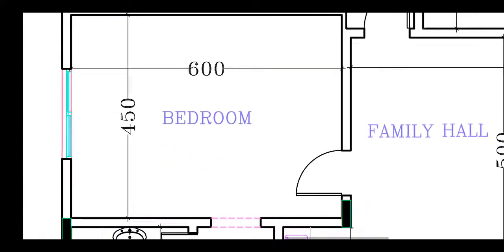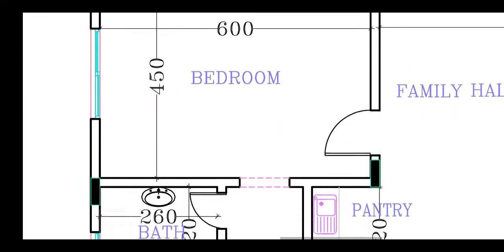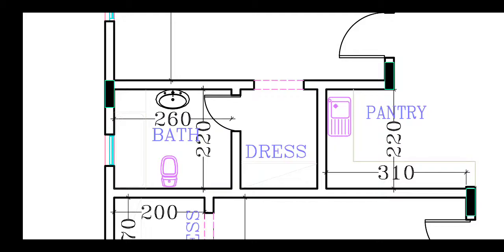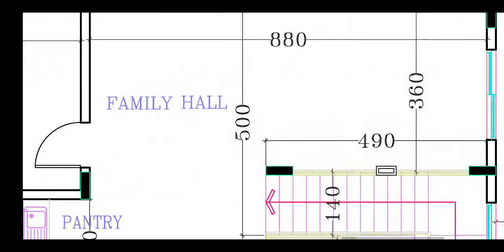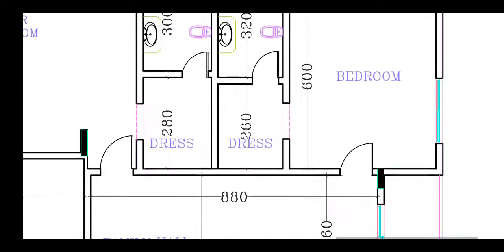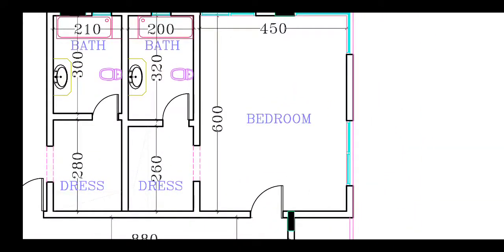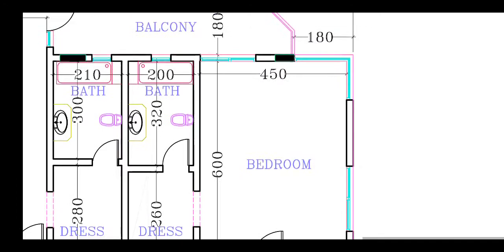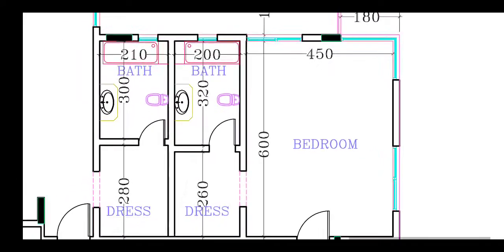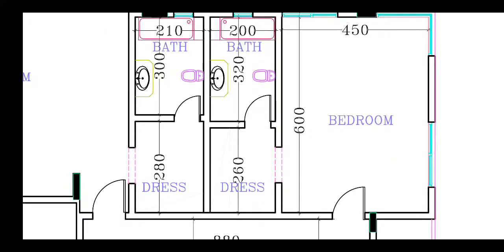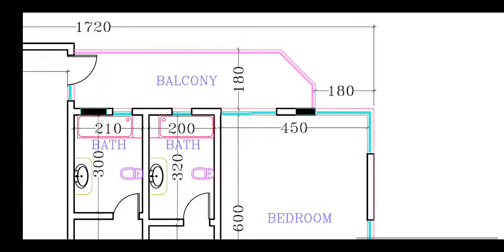Then we are getting here another wonderful bedroom, 600 by 450. This dress area, 260 by 220. This bathroom is attached. Then this side we are getting an attached bedroom again, 600 by 440. And this is a bathroom, 200 by 230, 320. This is the dress room, this 280 by 210 by 300.